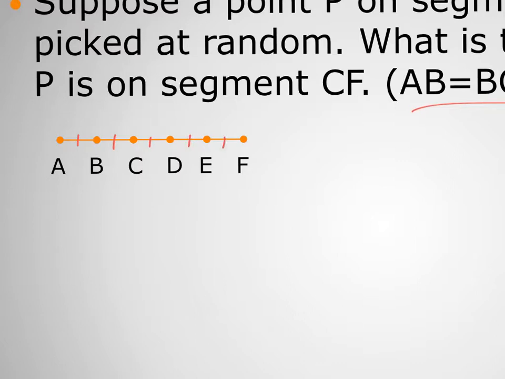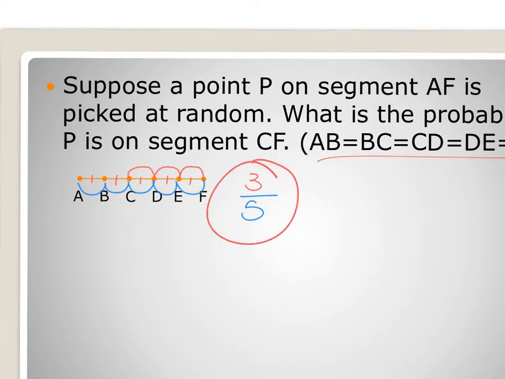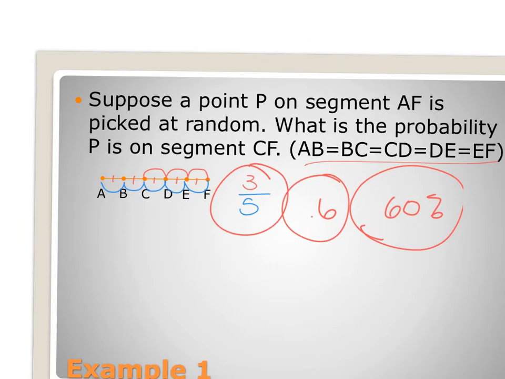If I'm looking for CF, how many little segments is that? 3 out of how many whole segments are there? 5. I could have said each one of those segments is 1 or 2 and then counted them up. In a case like this, you can just say each value is 1. If I'd given them any other value, it would have reduced to 3 to 5. So I can write it like this: 3 to 5, which is also 0.6, and also 60%. All 3 of those would work.